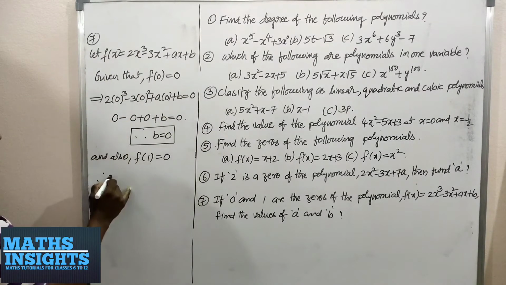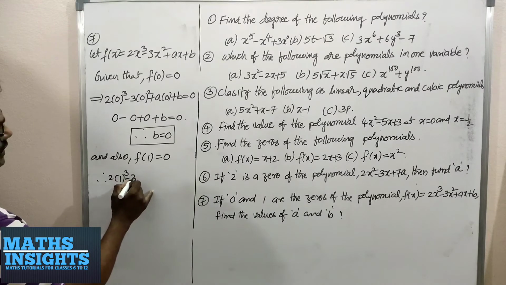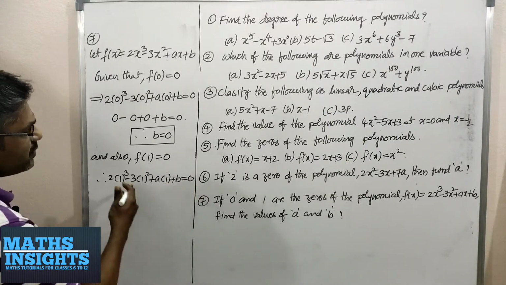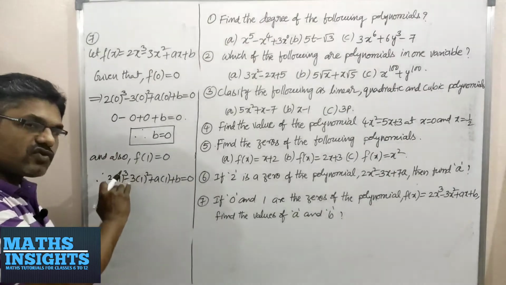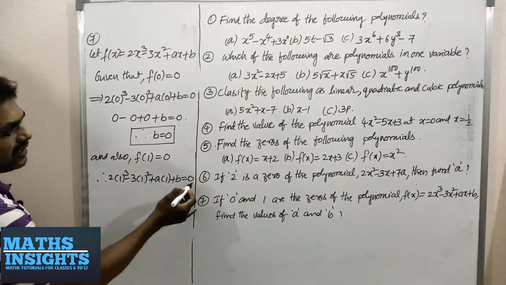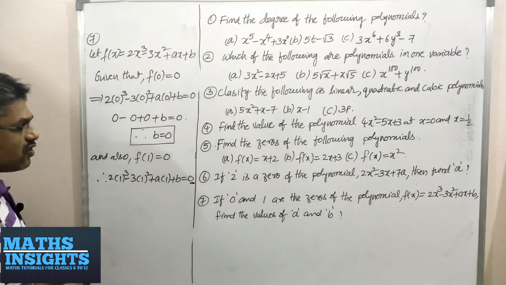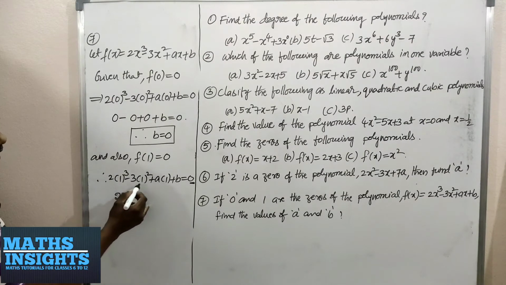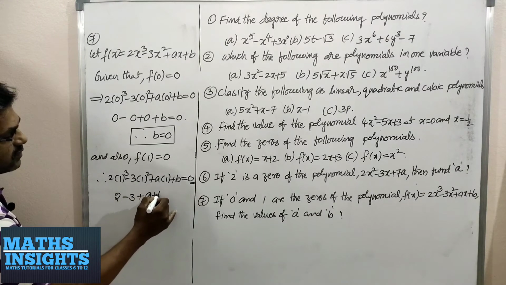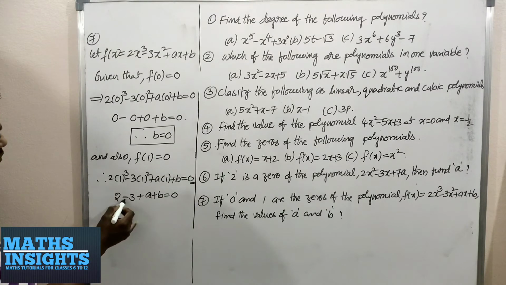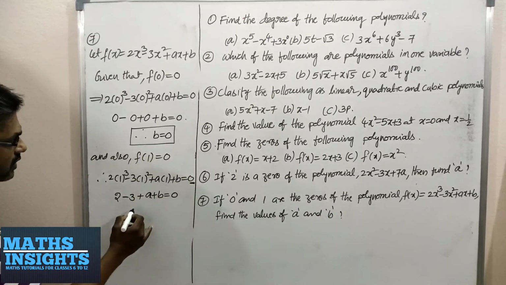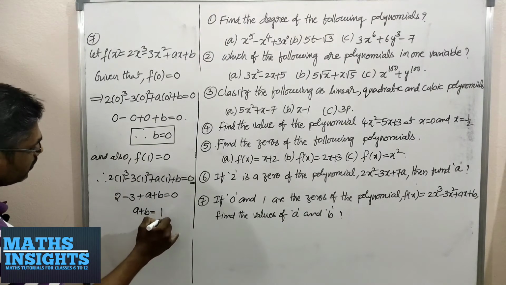Therefore 2 into 1 cube minus 3 into 1 square plus a into 1 plus b is equal to 0. Simply I am substituting x is equal to 1 in the given polynomial and equating to 0. Why? Because that is a 0 of the polynomial. Therefore 1 cube is 1, 1 into 2 is 2, minus 1 square is 1, 1 into 3 is 3, plus a into 1 is a, plus b is equal to 0. See, 2 minus 3 is minus 1, and I will bring that minus 1 to the other side. Therefore a plus b is equal to plus 1.